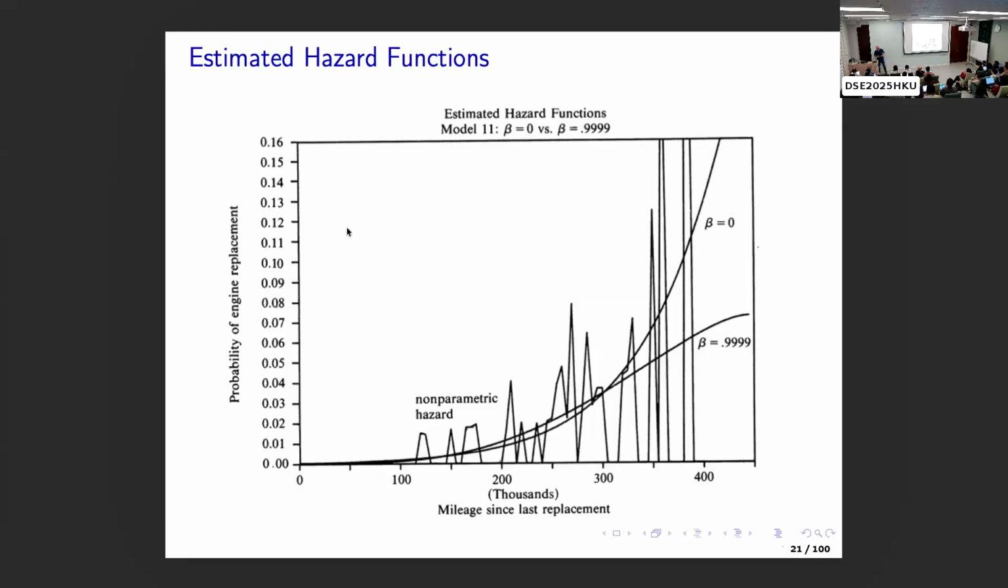Then the models give different predictions. So here's the one for 0.999, the forward-looking Harold Zurcher. Here's the one for the static one. And here's the non-parametric hazard. Okay, this is just taking that mileage, chopping it into bins. In this case, I think 90 bins. And you see, if you want to do a frequency estimator with 90 bins on that original data, it gets pretty jittery.